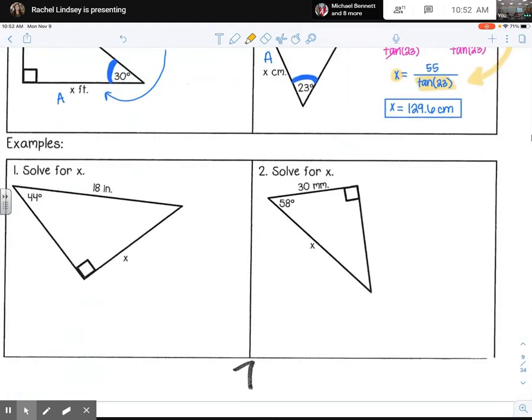So number 2 is one where you have to switch it. Number 1, you don't have to switch it. So looking at number 1, I've got my angle 44, and then I've got 2 sides. 18 is adjacent, opposite, or hypotenuse? Hypotenuse. X is opposite. And then this blank side will be adjacent, but we don't need that. So if I just have O and H, SOH, I'm gonna use sine.